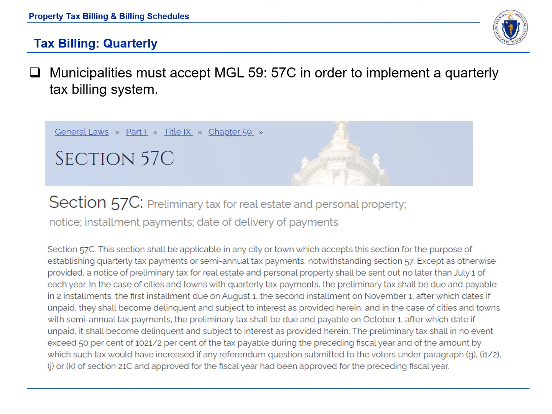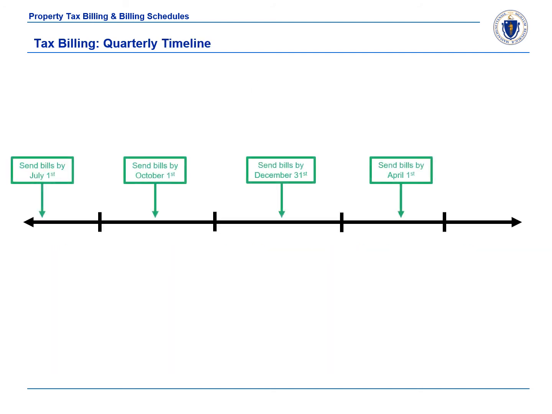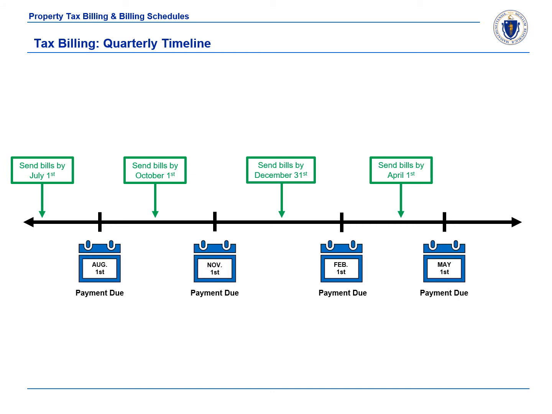Note that municipalities must accept Massachusetts General Law, Chapter 59, Section 57C in order to implement a quarterly tax billing system. To summarize, assessors should typically prepare the commitment in time for bills to be sent out by July 1st, October 1st, December 31st, and April 1st in a quarterly billing system. This allows for payment deadlines of August 1st, November 1st, February 1st, and May 1st.